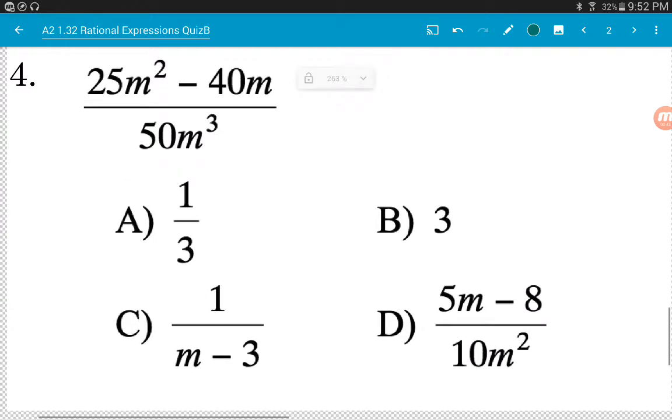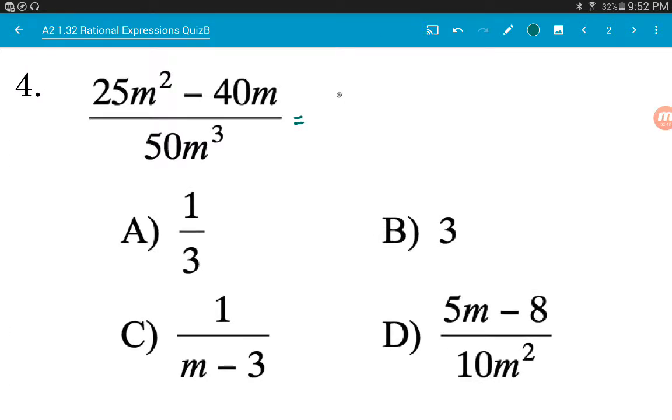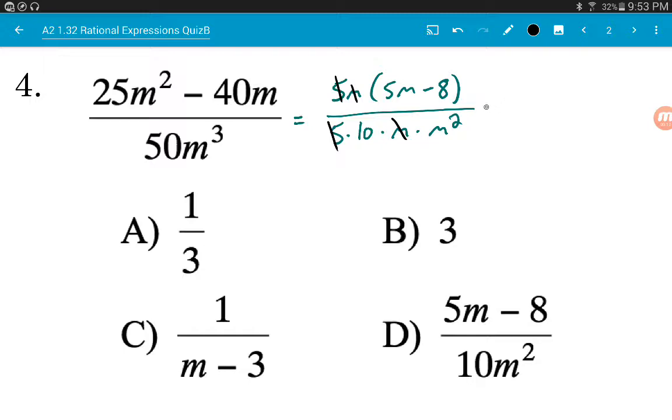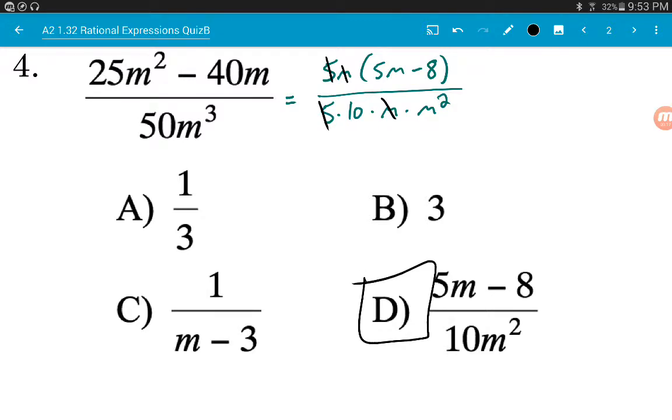You could always slow down the playback speed, by the way, if this is going too quick. Here, on the top, I have a GCF of 5m, leaving me with 5m minus 8. On bottom, I have 50m cubed. I would love to be able to cross out the 5, so I'm going to change it into 5 times 10. I'm going to break off an m, so it becomes m times m squared. I can cross out a 5 and a 5, an m and an m, and that's it. My answer is D.